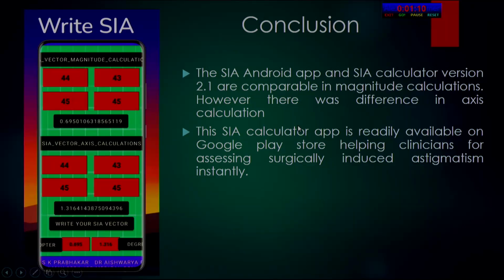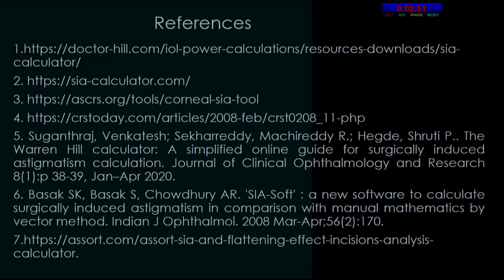And for the conclusion, we drew that our app and the SIA calculator version 2.1 are both comparable in magnitude calculations, whereas there was a difference in axis calculations. Implementing the difference method of calculation, we use the tan inverse function, and in the existing calculator it's the vector based analysis. Thank you. These are my references.